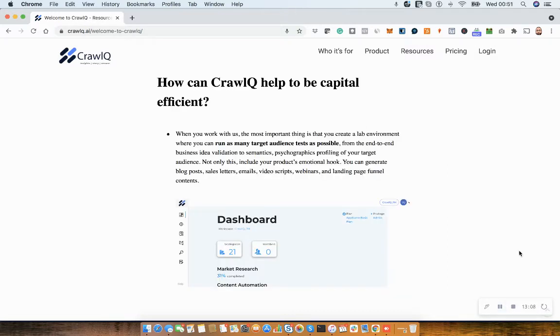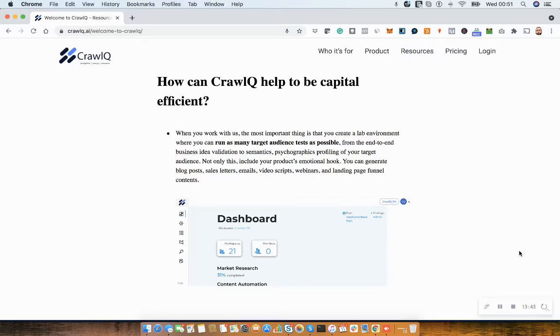So next, how can CrawlQ help you to be capital efficient? When you work with us, the most important thing is that you create a lab environment where you can run as many target audience tests as possible, from end-to-end business idea validation to semantics and psychographic profiling of your target audience. And not only this, you include your product's emotional hook into your copy, and you can generate blog posts, sales letters, emails, video scripts, webinars, and landing page funnel content.